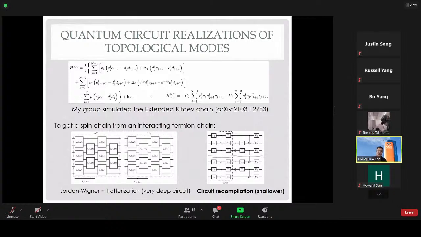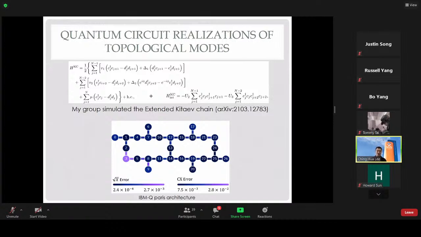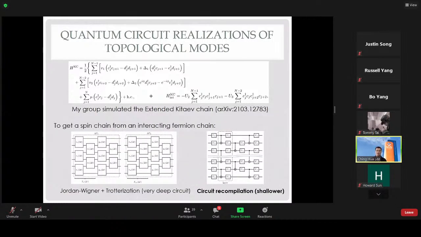But if you look again, for every gate we actually have an error of the order of about 0.1 to 1%. It just means that if you have more than a couple hundred gates, basically all you get will just be nonsense. So what we did was the more sophisticated technique of circuit recompilation, where we have an ansatz for the quantum circuit, which can be optimized to fit this Hamiltonian very well.